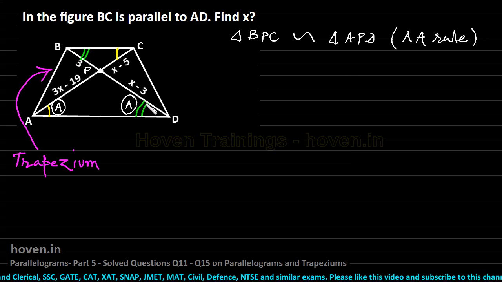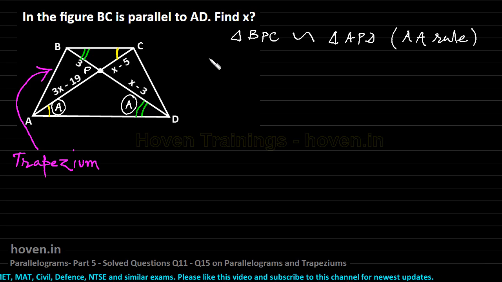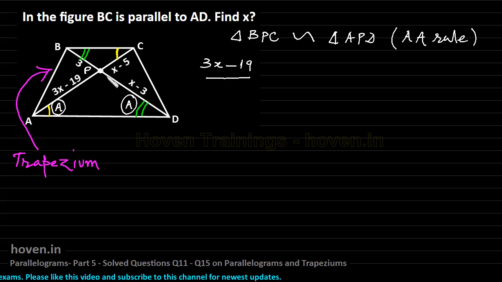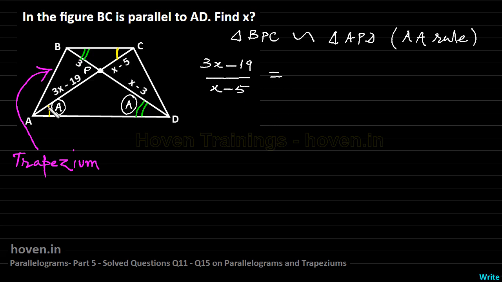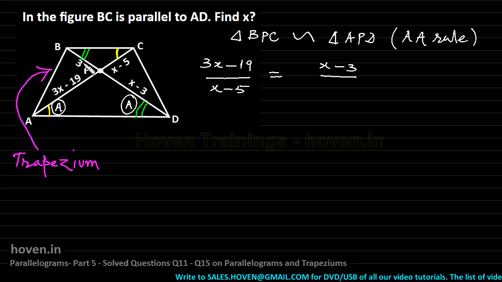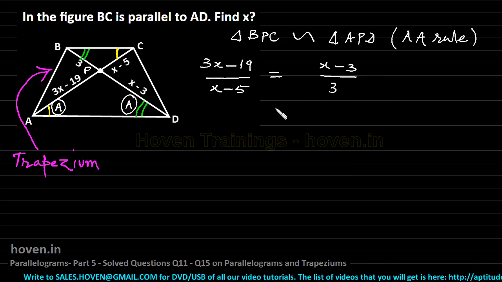Let us start by moving around this angle. These two green have opposite them 3x minus 19. So I will write 3x minus 19 by x minus 5, since the two lines green for the smaller triangle have x minus 5 opposite them. This should be equal to, let us pick the yellow angle. The side opposite is x minus 3. So I will write x minus 3, 2. For the upper triangle, the yellow angle has 3 opposite to it. So we will write 3 here. This is the ratio that we have been able to establish.